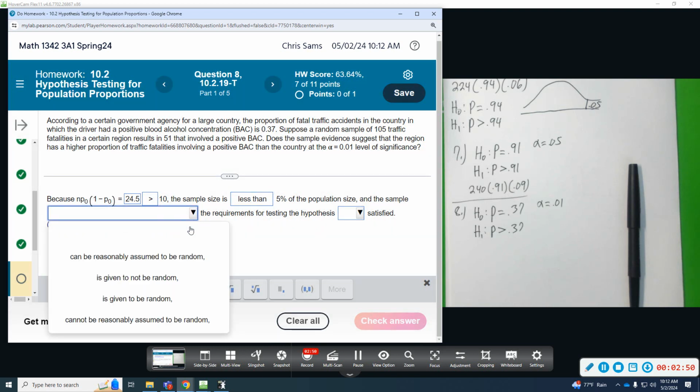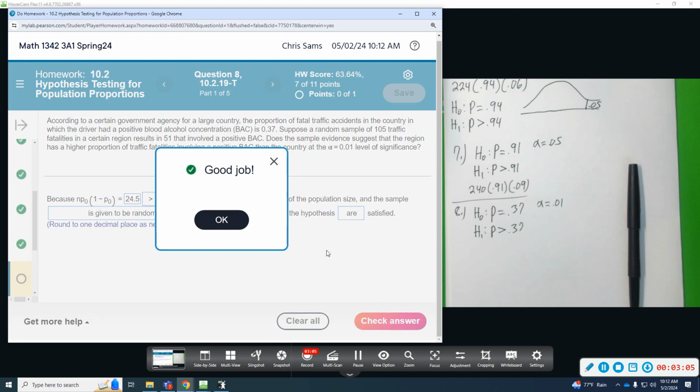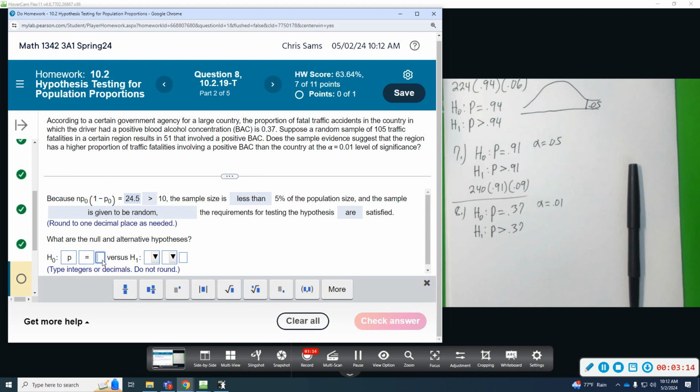And then it says it can be reasonably assumed to be random, and it says suppose a random sample. So it is given to be random this time. It told us that. So the criteria are satisfied. We can use the test. So the null we started with, P equal to 0.37, and the alternative is P greater than 0.37.